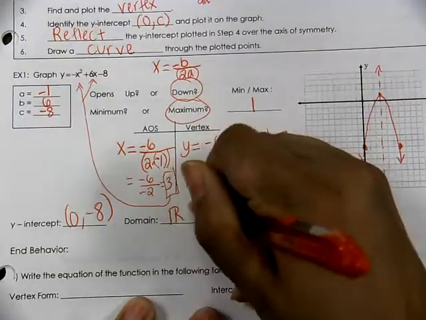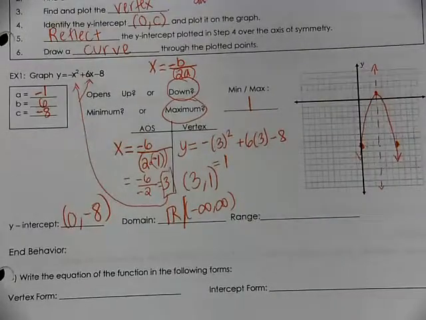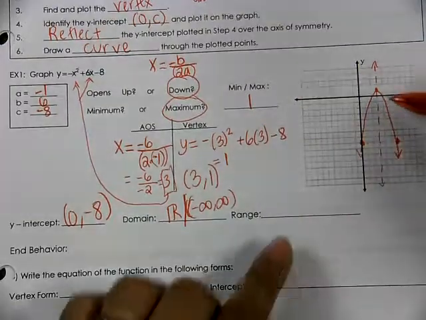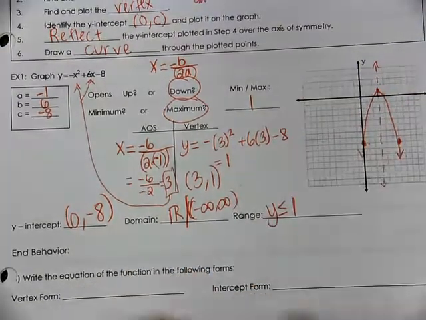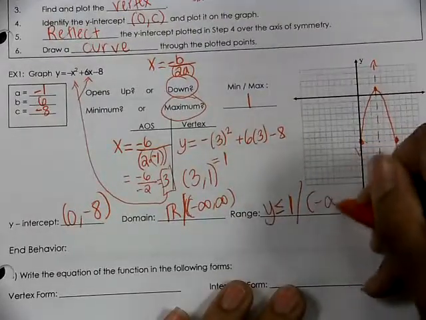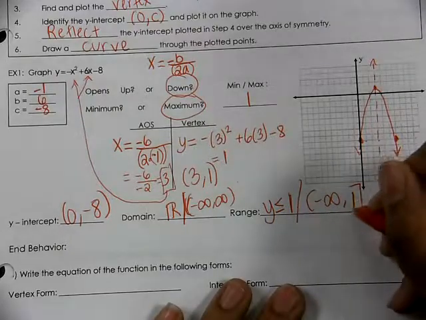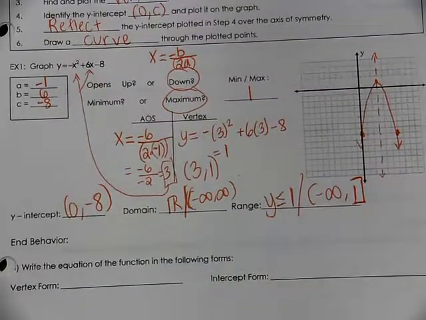So the domain is still all real numbers or negative to positive infinity. Please make sure you're picking one way to write it, not both. And then for the range, you're going to say everything below 1. So either y is less than or equal to 1, or if you're using the other way, negative infinity to 1 with the bracket. That's the interval notation.